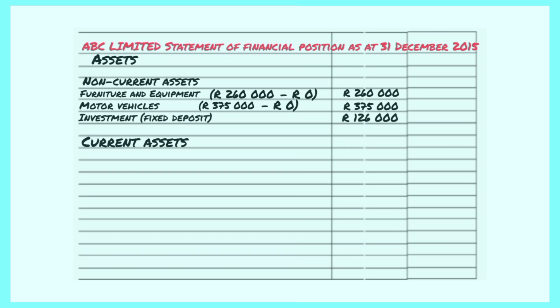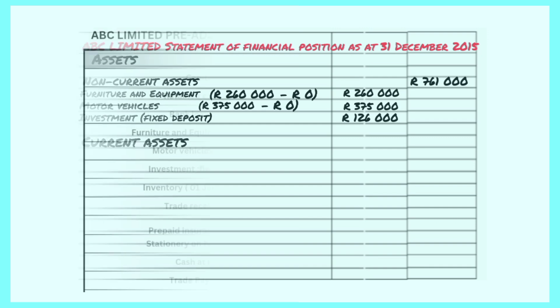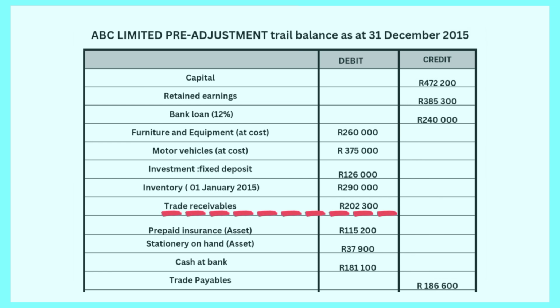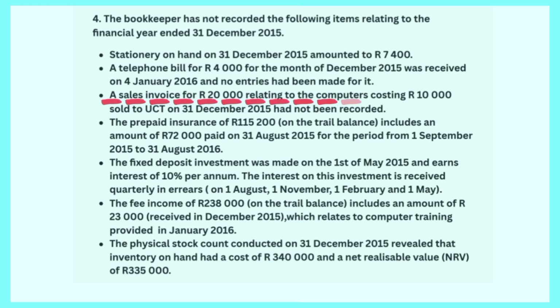Done. Let us total this: 260,000 plus 375,000 plus 126,000. We have total non-current assets of 761,000. You write it down. After non-current assets, we then move to current assets. Here we have trade receivables of 202,300. On the additional information, we are told a sales invoice for 20,000 relating to computers costing 10,000 sold to UTC on 31st December 2015 had not been recorded.